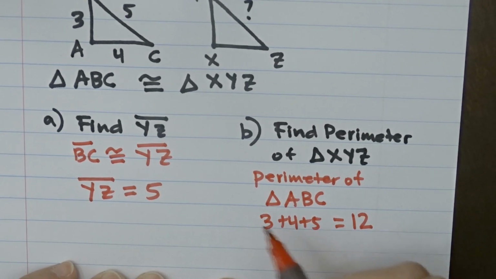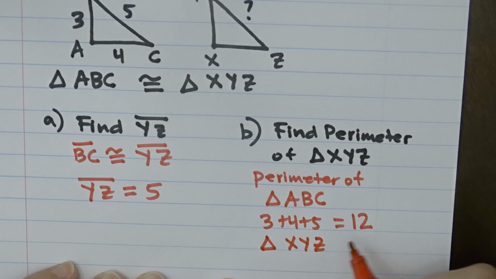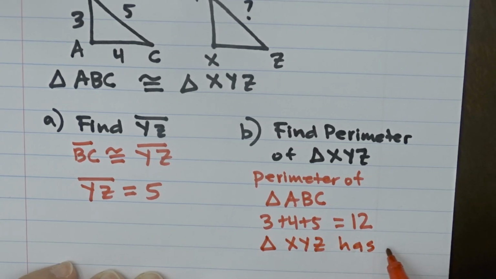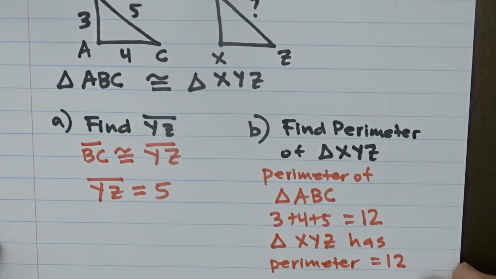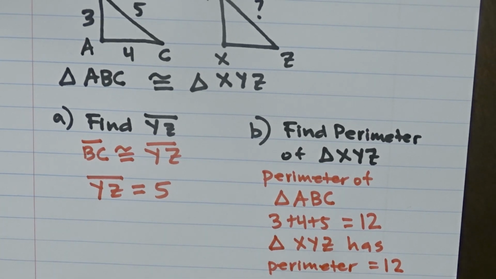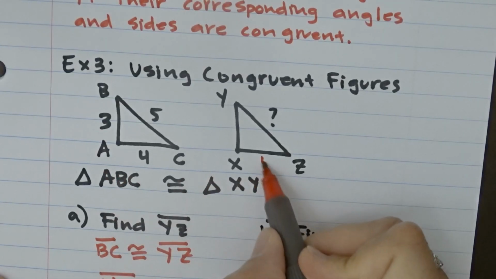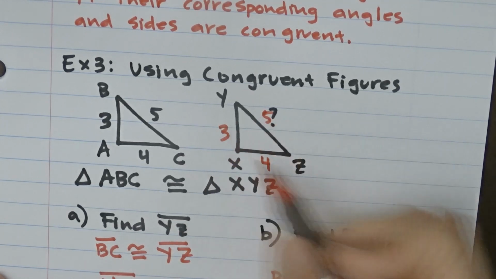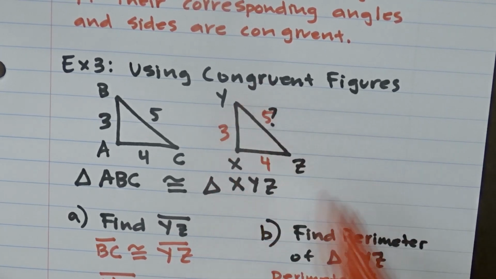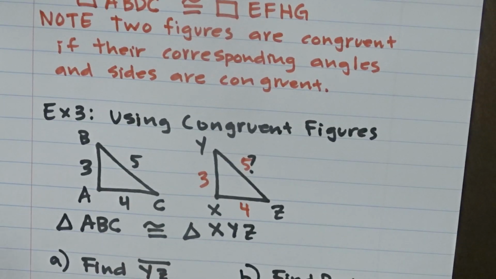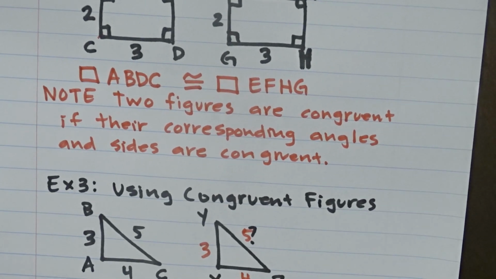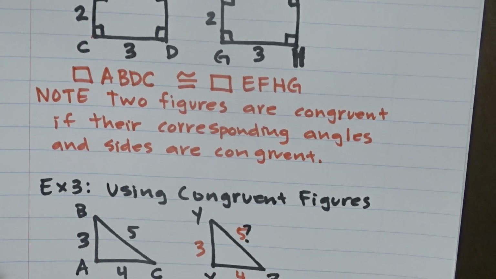And since we know that they are congruent figures, we can conclude that triangle XYZ has a perimeter equal to 12 also. Just because we know the matching sides are congruent, all of the triangle is congruent, so we can just do that. Another way you could have done this was to just label what you know are the corresponding sides and then conclude that it's going to have the same perimeter. And there you go. Again, corresponding angles, corresponding sides means you have congruent figures.